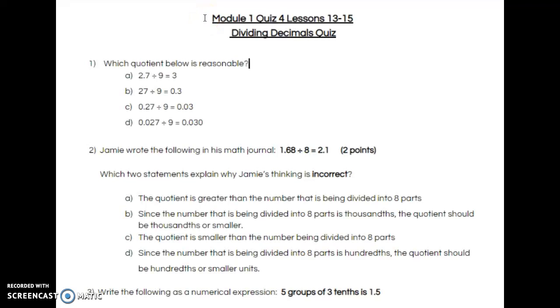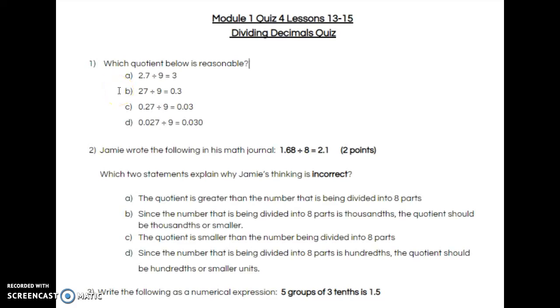Module 1, Quiz 4, Lessons 13 through 15, Dividing Decimals Quiz. Number 1. Which quotient below is reasonable? A. 2 7/10 divided by 9 equals 3.